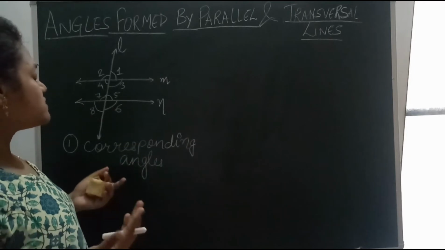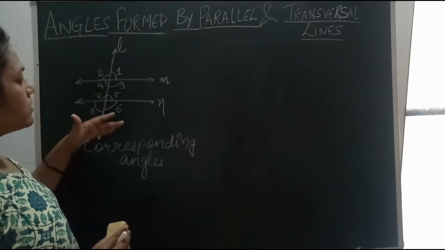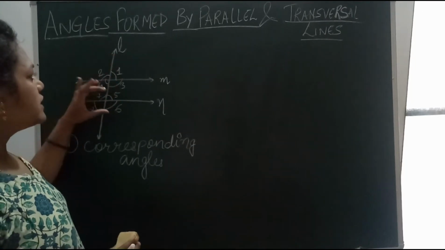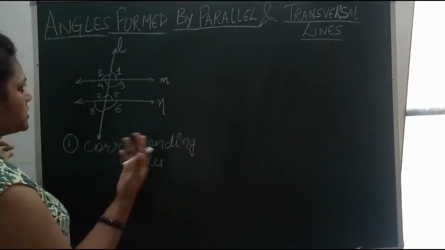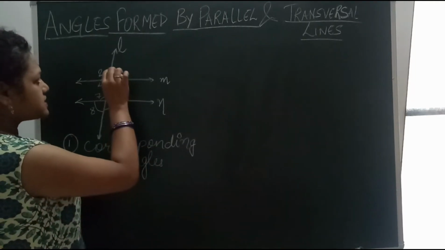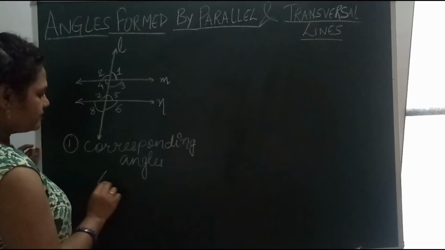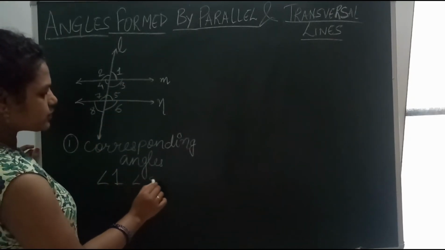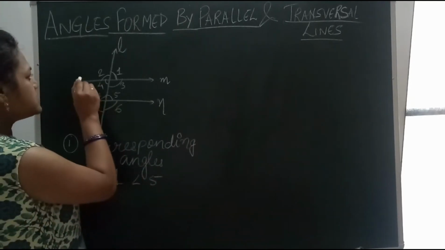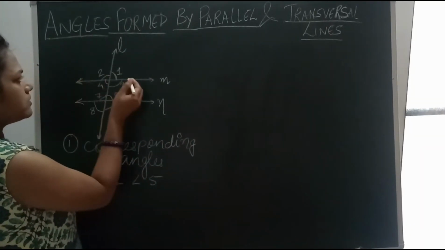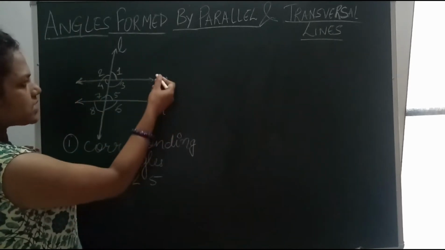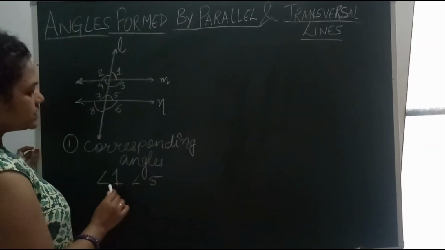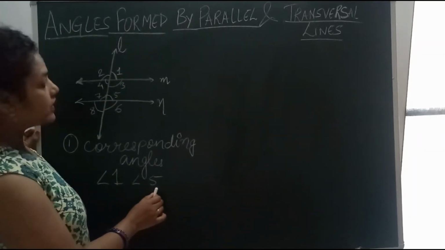Corresponding angles means the angles that have the same relative position. See examples, then you will come to know very well. That is, this angle 1 corresponds to angle 5. Corresponding to angle 5 means the angle between these two parallel lines, they have the same position. Angle 1 corresponds to angle 5.